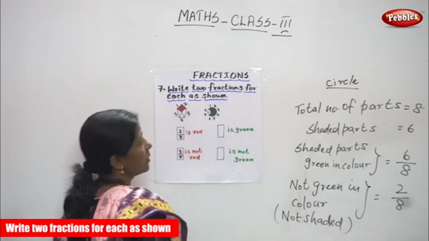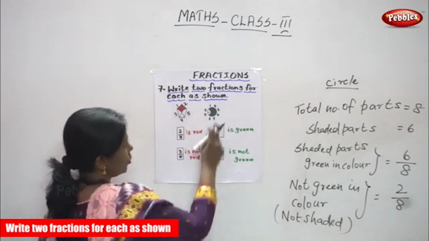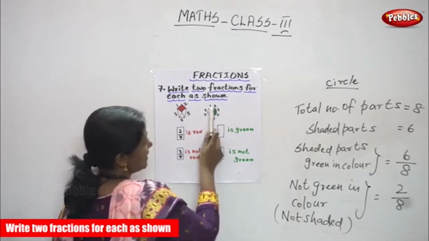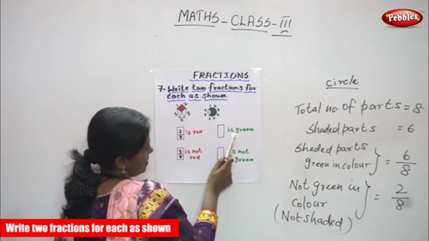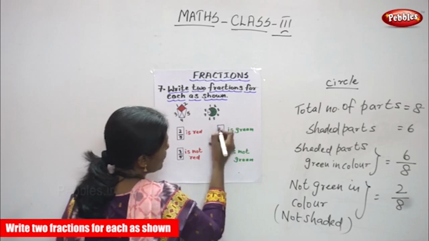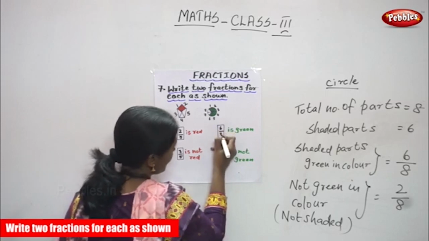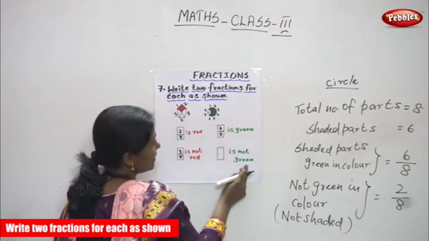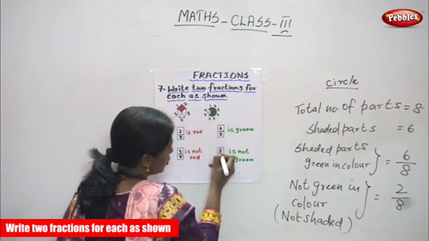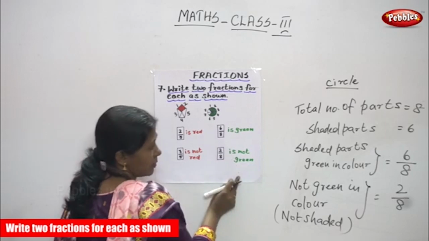Okay, not shaded. I think you understand. So, this is a circle. I cut it into 8 equal parts. But I shaded only 6 parts. 1, 2, 3, 4, 5, 6 parts. So, green in color is 6 by 8. Okay, not green in color, remaining parts 1 and 2. So 2 by 8 is not green in color.